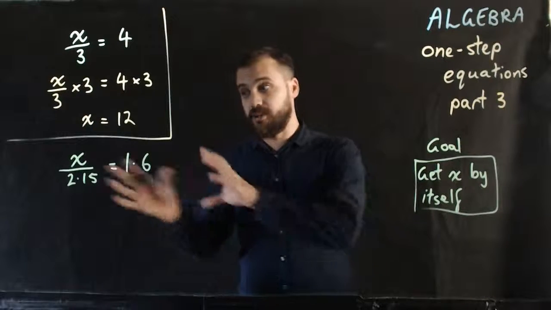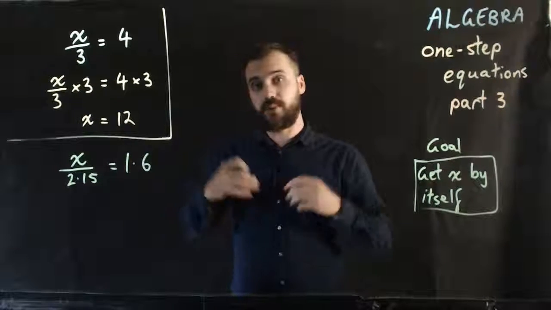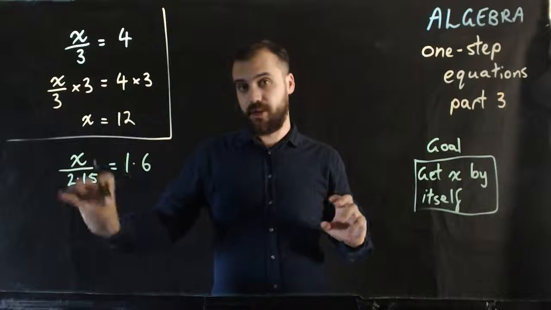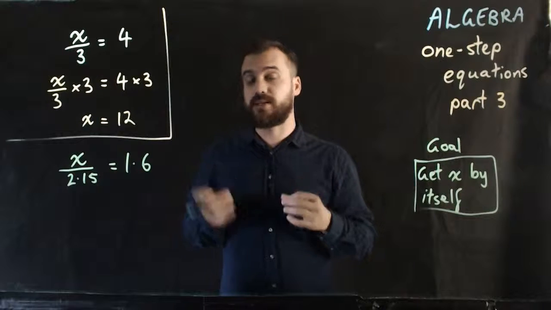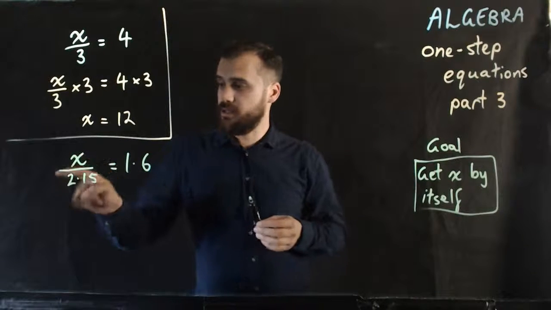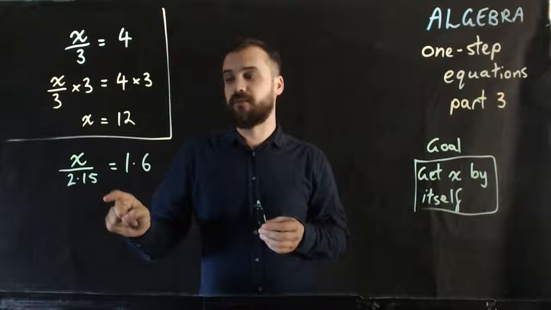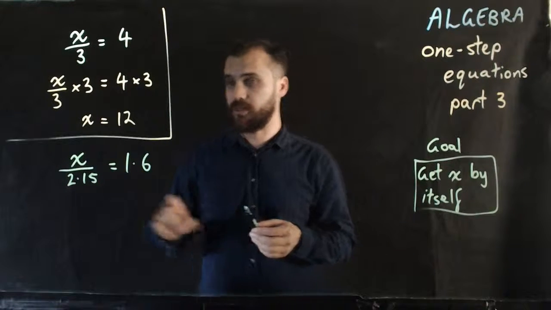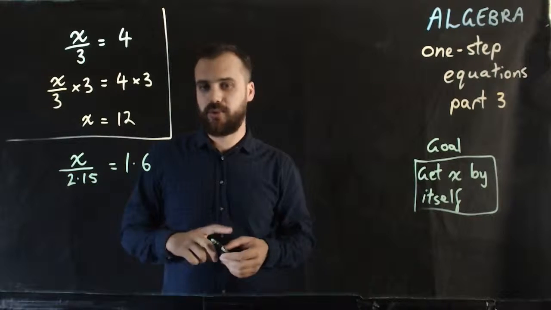So lots of decimals everywhere in this question, but as long as we follow our rules, we won't have any problems. The goal is to get x by itself. Now what's with x at the moment? Well, x divided by 2.15 equals 1.6. It's the 2.15 that's the problem. And it's divide by 2.15.